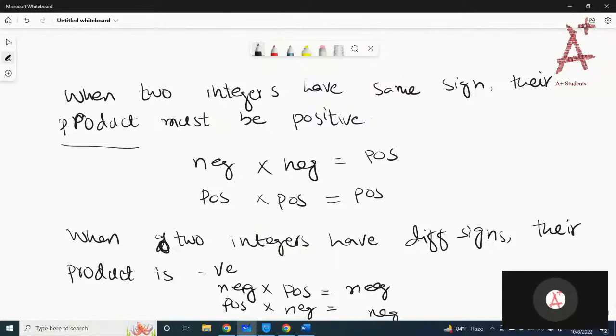When two integers have the same sign, their quotient must be positive. Got it? Note down for the multiplication, then I can write it down for the division. I'll wait for a while. Please note this down in your notebook.